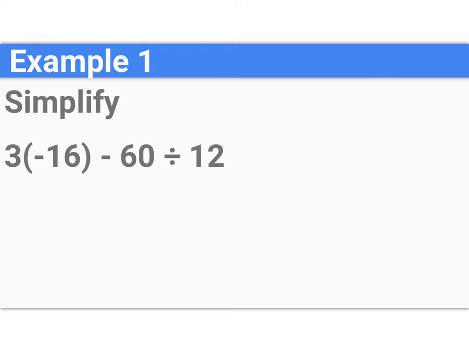Okay, simplify. So, according to order of operations, you do your multiplication and division first because they're equal. So we have negative 48 minus, and then division goes next. So multiplication and division. 60 divided by 12 is 5. Negative 48 minus 5 is negative 53. And if you type this into a calculator, you will get this same answer.